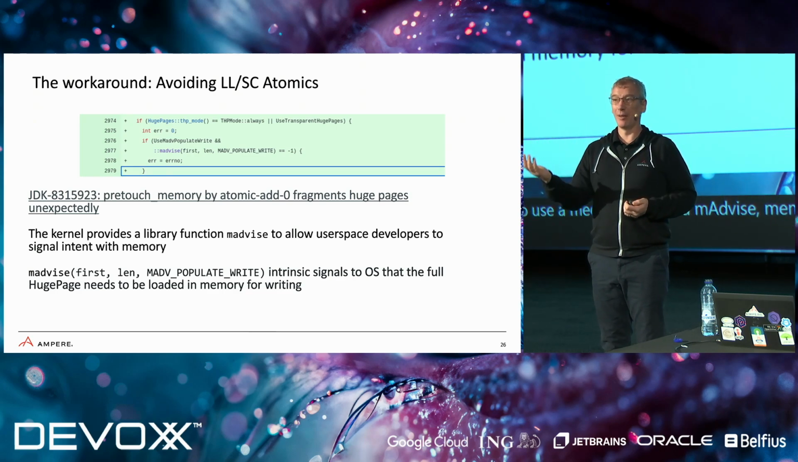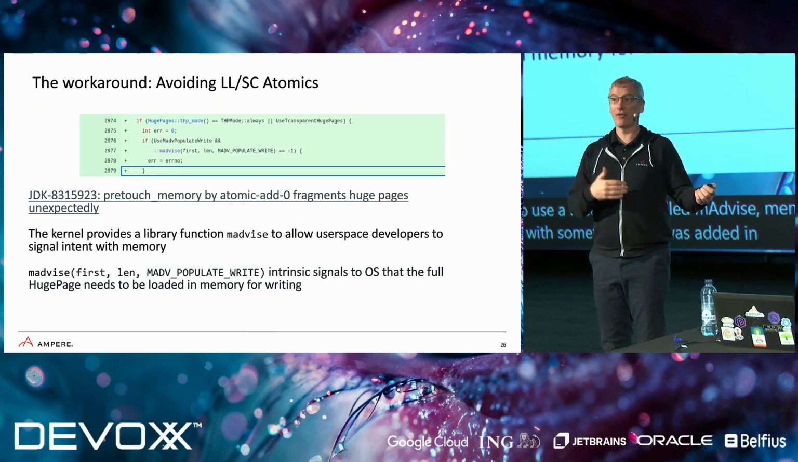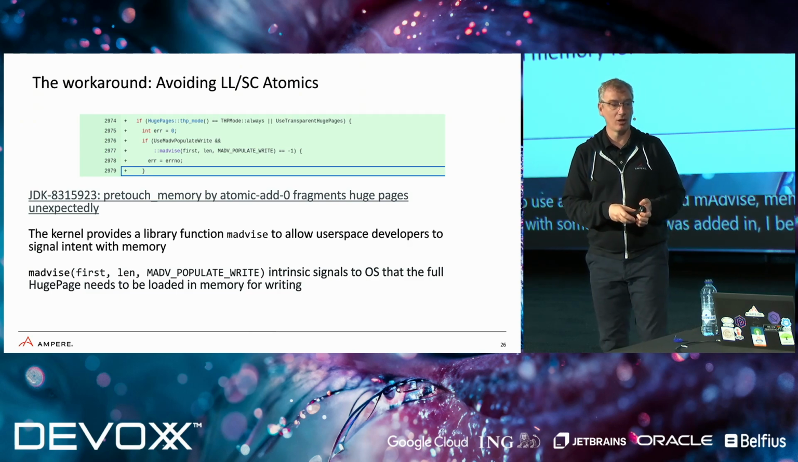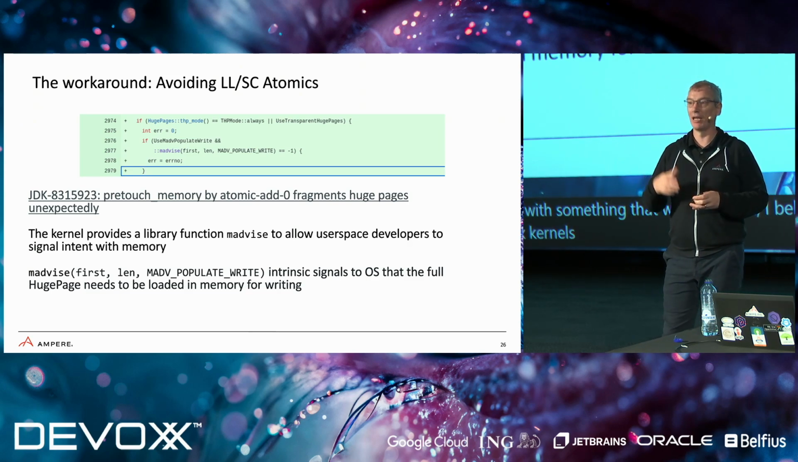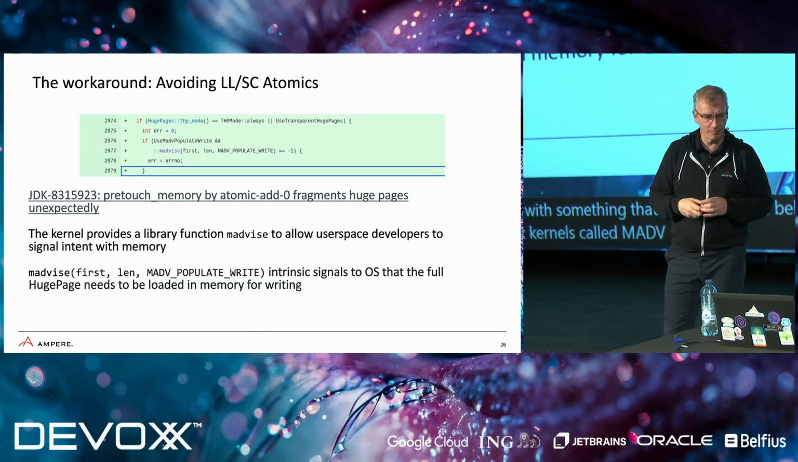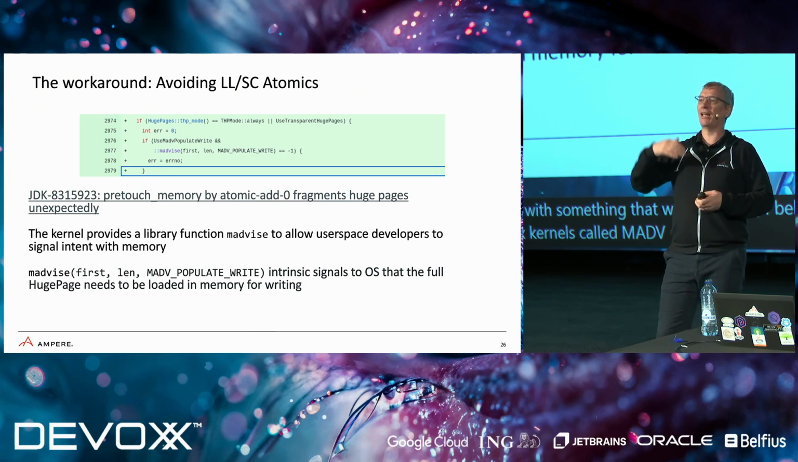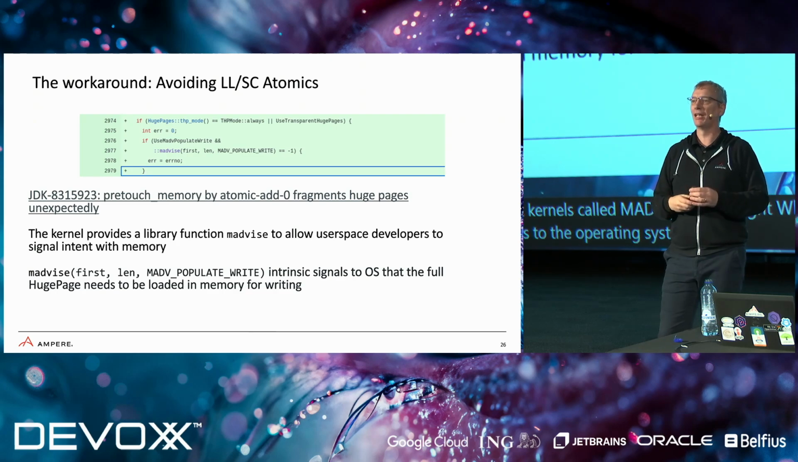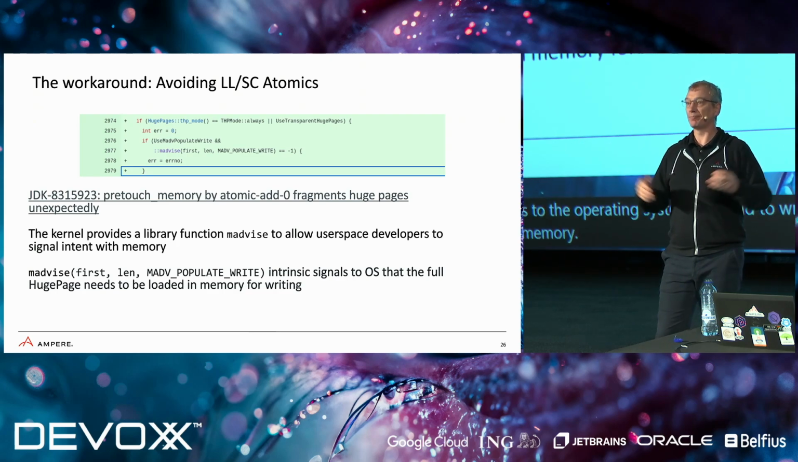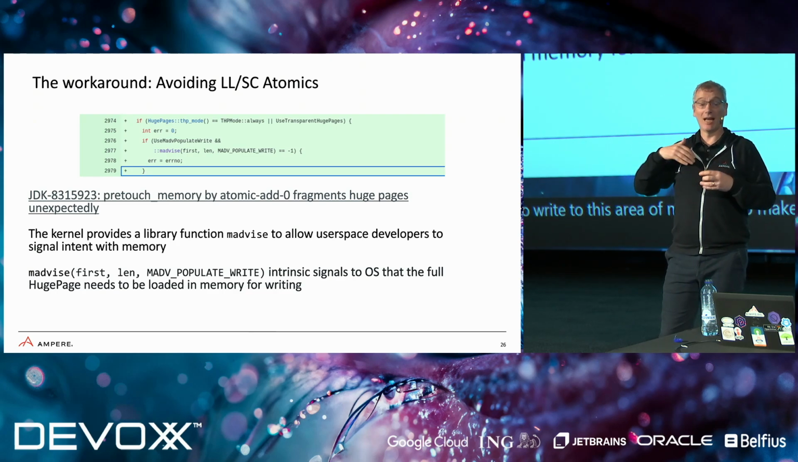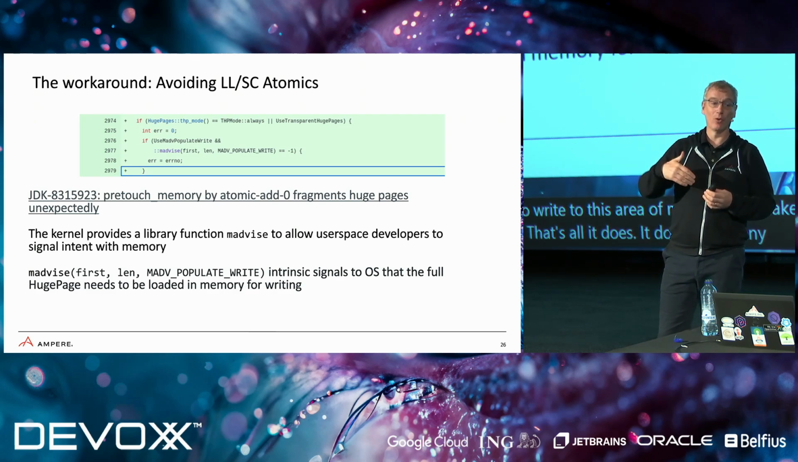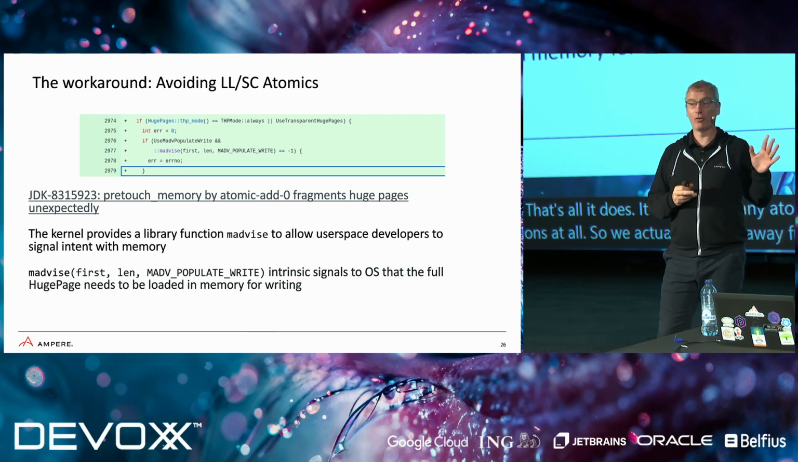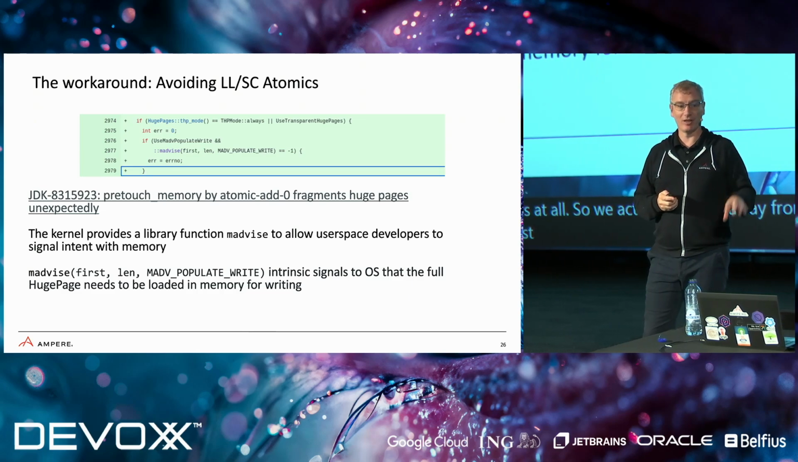And the workaround for that is to use a mechanism called madvise, memory advisor, with something that was added in, I believe, the Linux 5.x kernels called MADV_POPULATE_WRITE, which indicates to the operating system, I intend to write to this area of memory, so make sure it's in RAM. That's all it does. It doesn't use any atomic instructions at all. So we actually moved away from using atomics just to improve the performance of this particular feature.